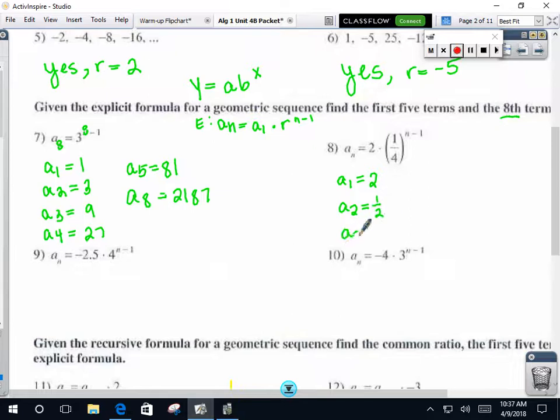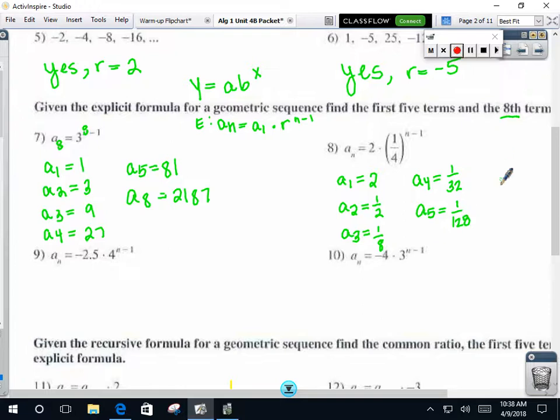And then to find the third term, what's 1/2 times 1/4? Because you're taking a fourth of the number every time. 1/8. And then to find the fourth term, you do 1/8 times 1/4, which is 1/32. And then to find the fifth term, you're just doing 1/32 times 1/4, which is 1/128, because 32 times 4 is 128.